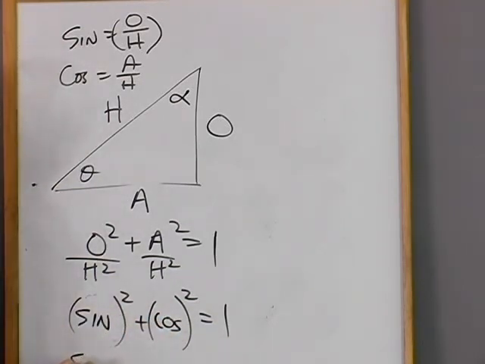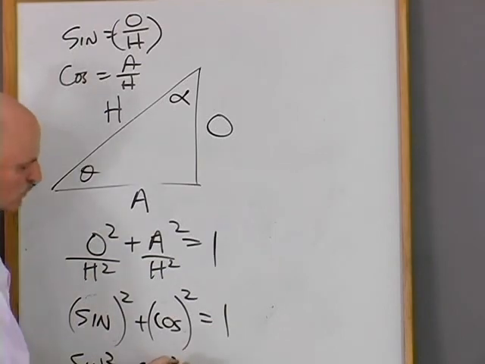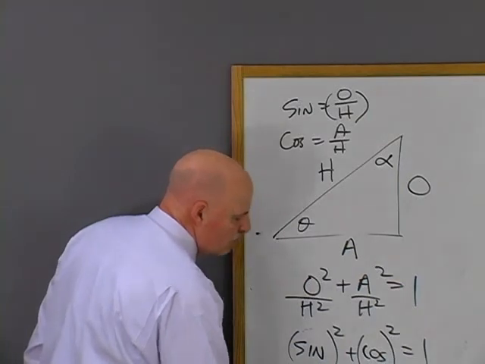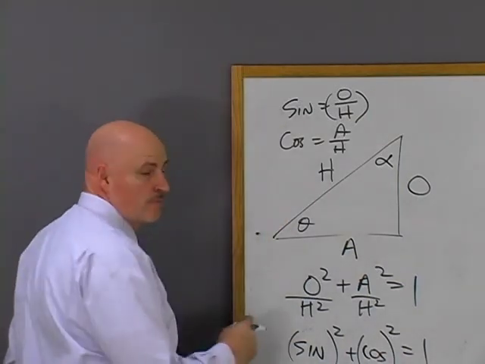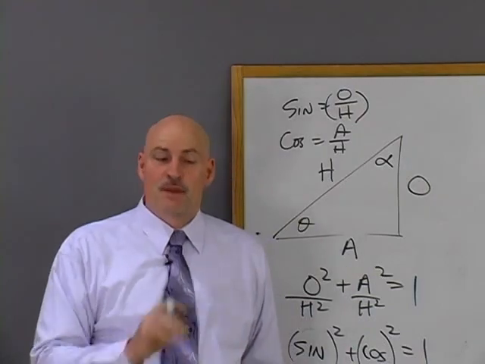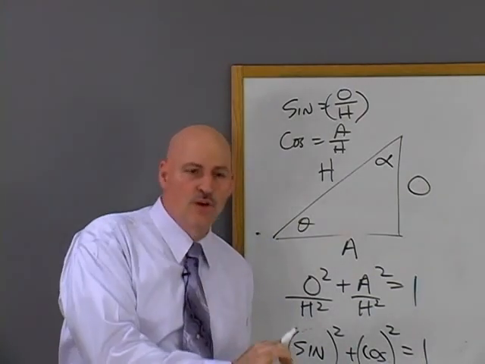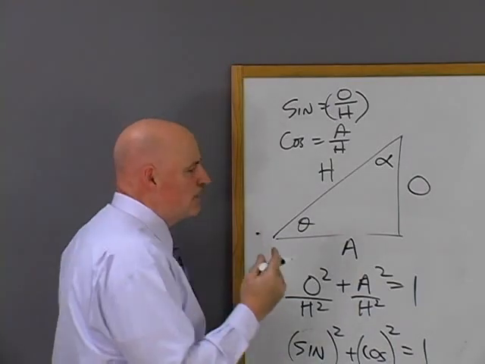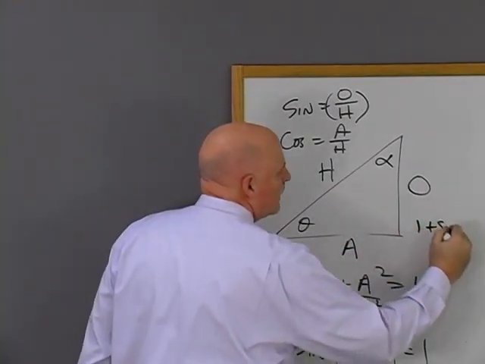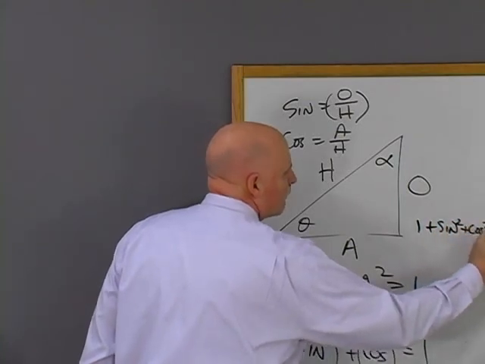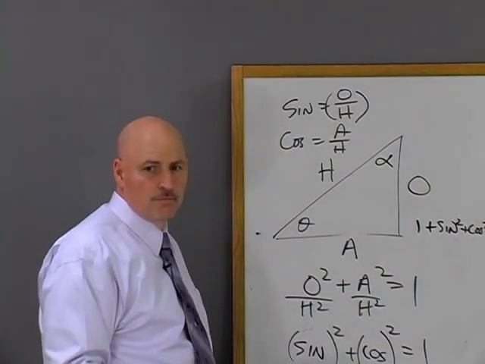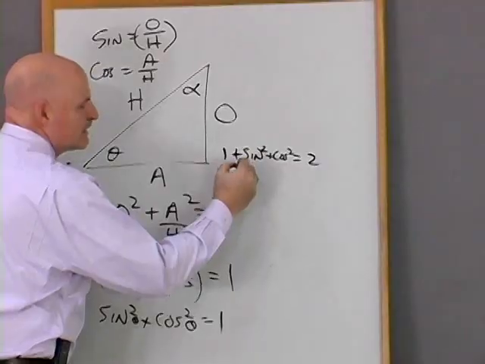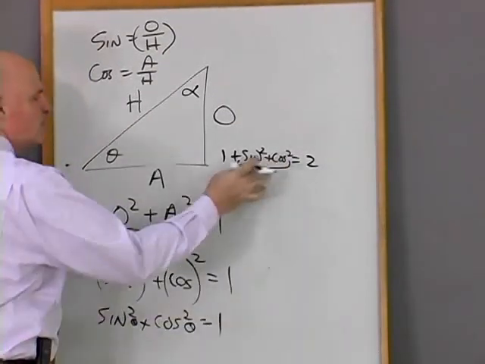And so what you have is the sine squared plus the cosine squared equals 1. Or the sine squared of theta plus the cosine squared of theta equals 1. Isn't that pretty cool? But it's based on what you know about trigonometric ratios and the Pythagorean theorem. You might run across this on a test where they'll say something like this: what's 1 plus sine squared plus cosine squared? What's the answer? 2. Very good, because sine squared and cosine squared add up to 1, so 1 plus 1 is 2.